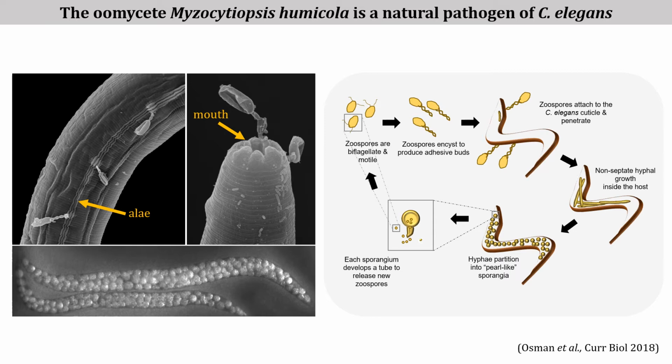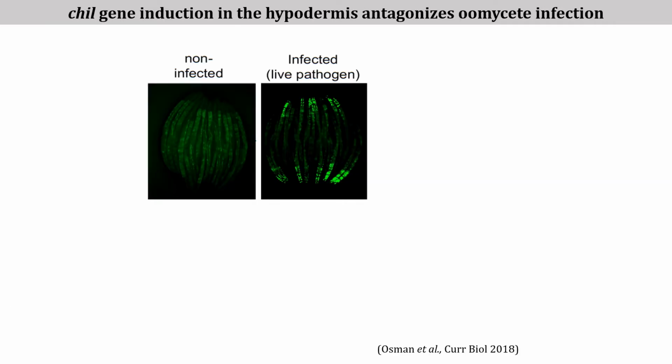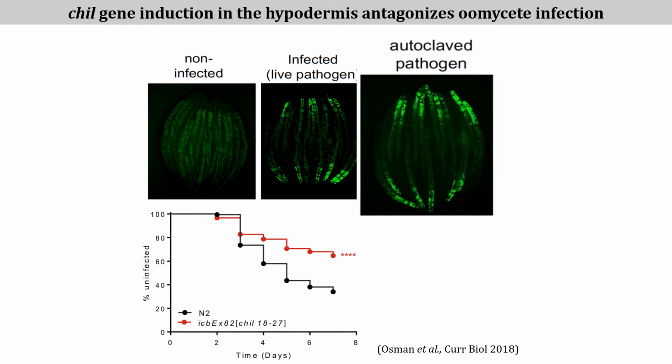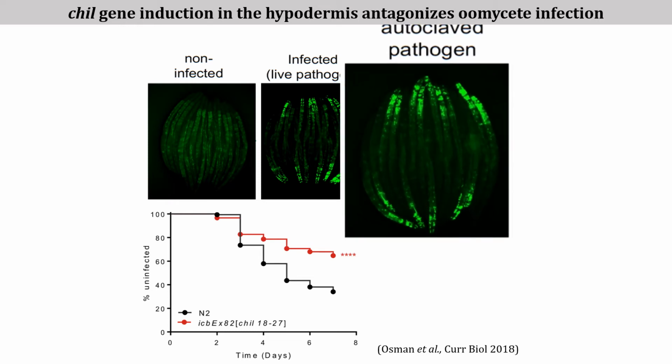In 2018, our group identified the oomycete Myzocytiopsis humicola as a natural pathogen of C. elegans, which is a well-established model for studying host-pathogen interactions and innate immunity. We reported that the nematode responds to the oomycete by inducing a specific set of genes known as chil genes, or chitinase-like genes, as shown by a gradient of GFP in the hypodermis of the worm, and these are required to antagonize the infection. Interestingly, we also observed that even autoclaved pathogen could induce the same response, suggesting that chil gene induction could be an outcome of pathogen recognition rather than actual infection.